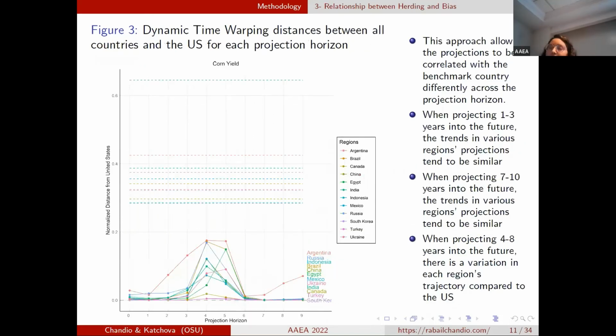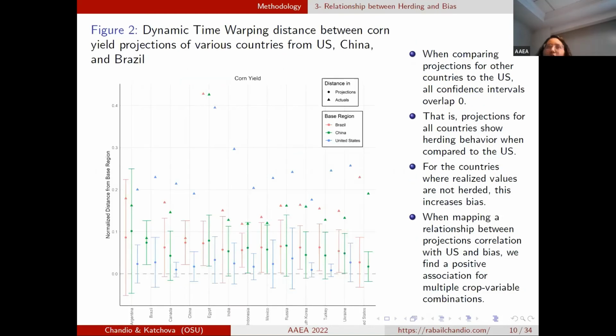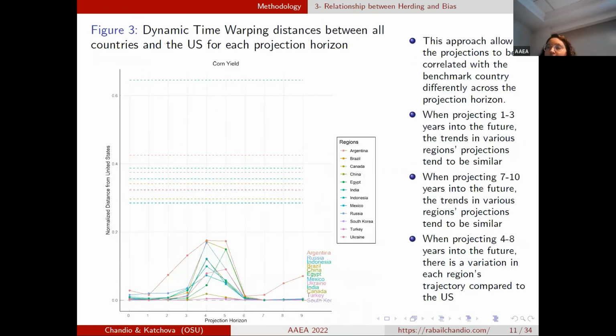Now, this graph is slightly different from the previous one. There, we were just looking at the DTW distance overall, just the overall average figure that we have. This is the same broken down by horizon, with each country in its own color. There you get to see that in the early horizons, the projections are much closer together than in the middle horizons.